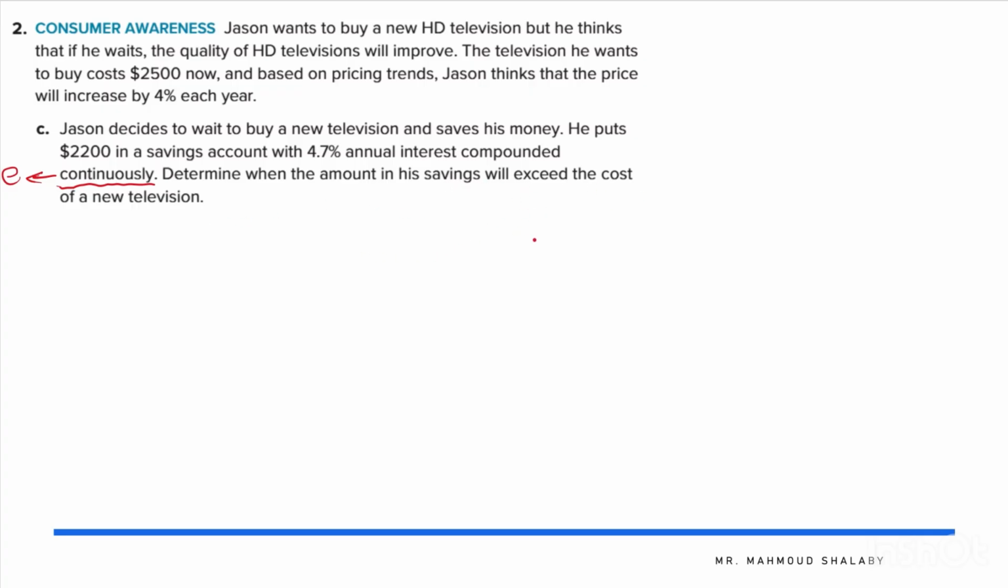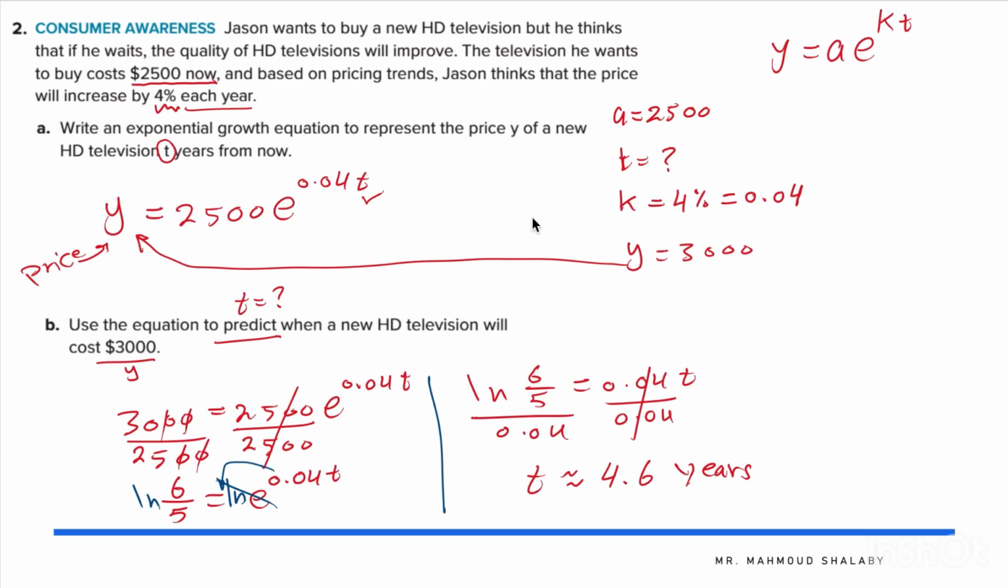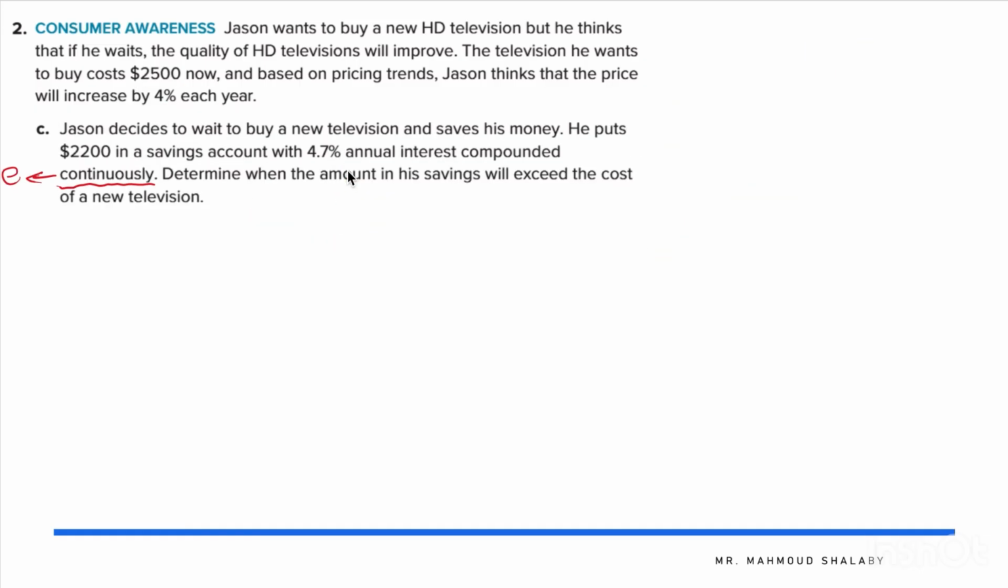Now we are in front of two different equations. I need the original equation here, which is this one. I will be using it because it gives me the price of the television at any year. Let me write it down. We have one here: y equals 2500 e to the power of 0.04t. This equation will give me the price of the TV after a given number of years.